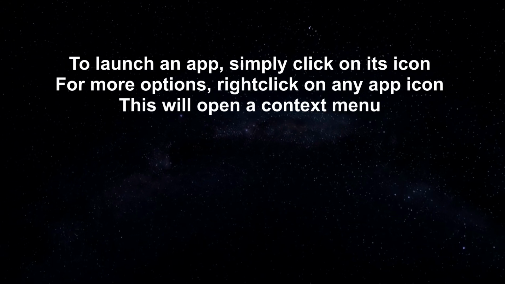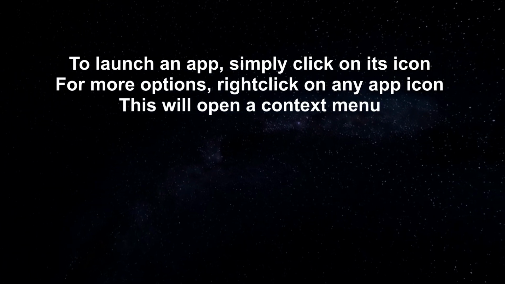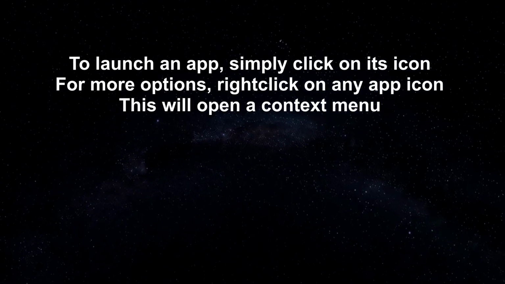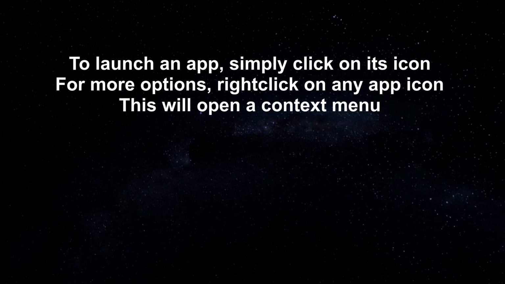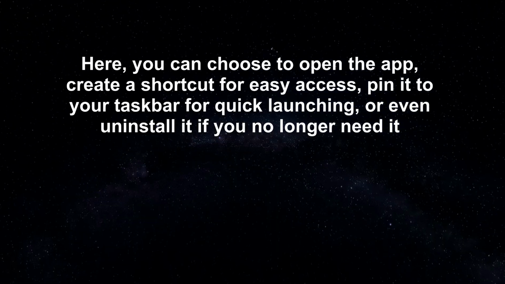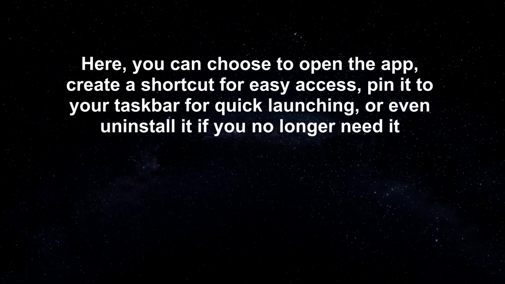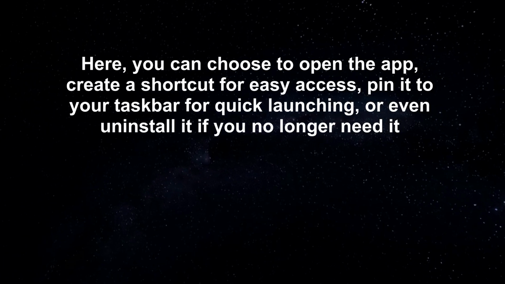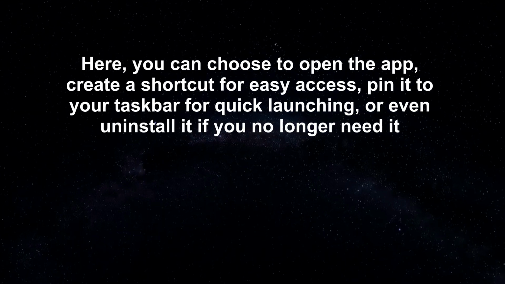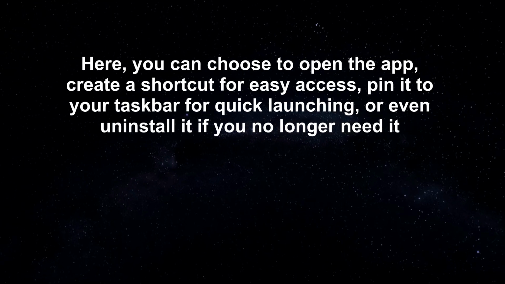To launch an app, simply click on its icon. For more options, right-click on any app icon. This will open a context menu. Here, you can choose to open the app, create a shortcut for easy access, pin it to your taskbar for quick launching, or even uninstall it if you no longer need it.